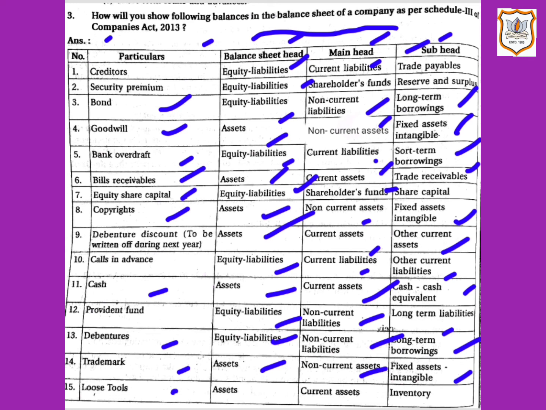Then next is loose tools. In balance sheet, it will be shown on asset side. Its main heading is current assets and it will be shown under subheading inventory. So in this way, you have to show all the items. So remaining items you have to write and you have to complete it in your notebook.